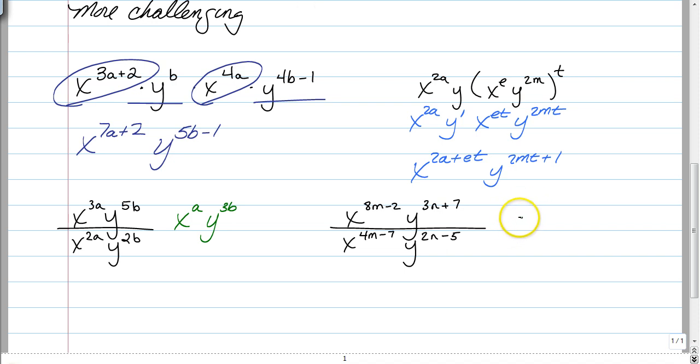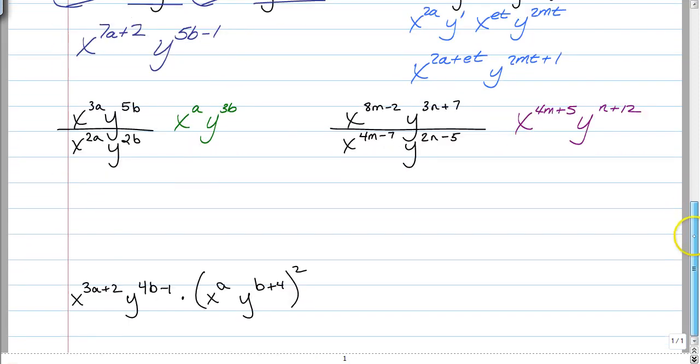And you should have x to the 4m plus 5, y to the n plus 12. And that's because, remember, when you are subtracting a negative, it becomes adding. So a negative 2 minus a negative 7 turns into plus 5. All right? One last problem. Why don't you go right ahead and try that guy on your own? If you can handle that, you're probably good to go. Give it a try.